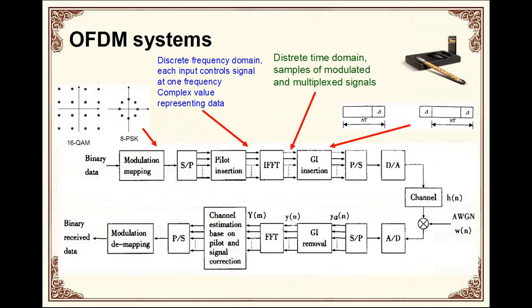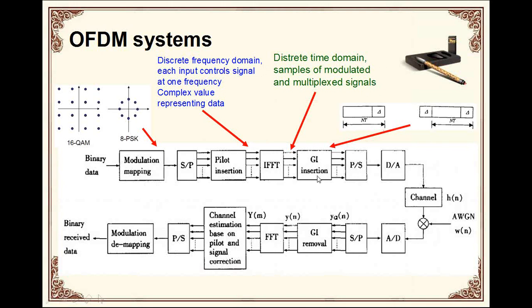Here, let's look at how the OFDM system works. The original binary data is input into the modulation mapping module. There are many different kinds of modulation schemes, such as PSK and QAM. The serial signal is transformed into a parallel signal. Pilot insertion is used here to ensure phase noise correction and frequency offset correction at the receiver end. IFFT is used here to transform the signal from the discrete frequency domain to the discrete time domain.